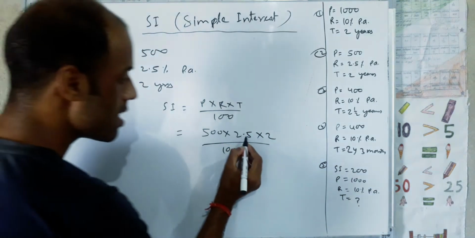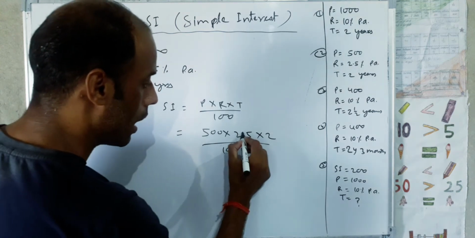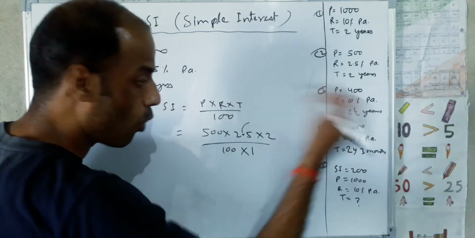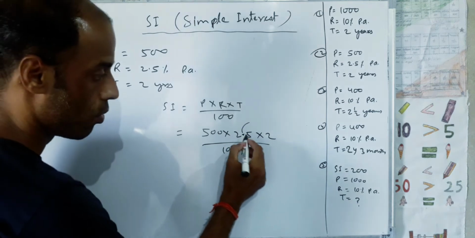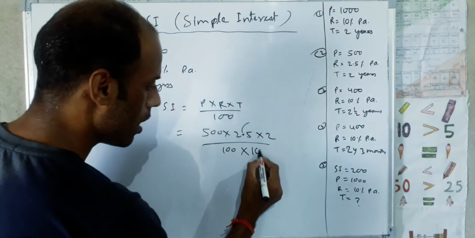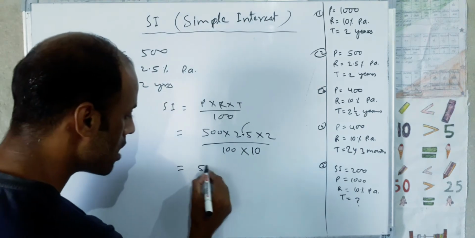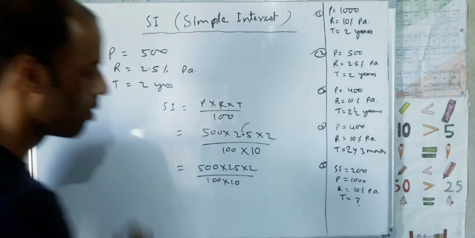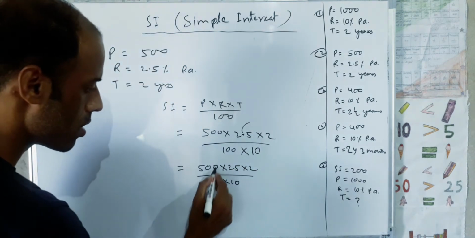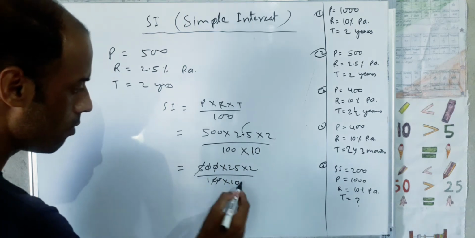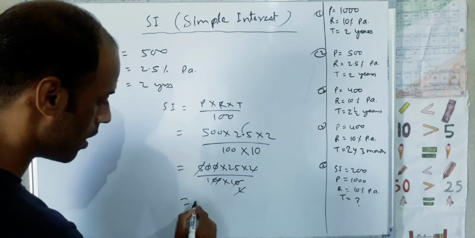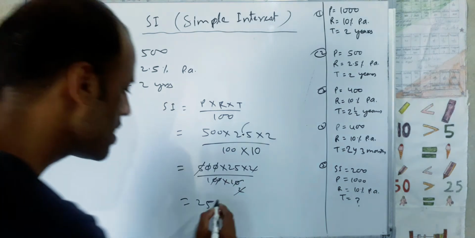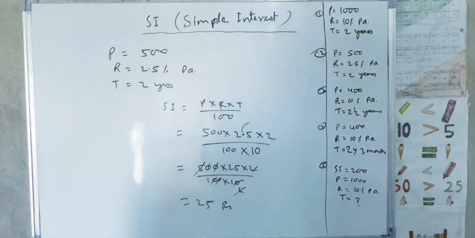Now look here, this is a decimal point. Remove this point. After the point there is one digit, 5. There is only one digit, so put 0 in the denominator. That means this will be 500 into 25 into 2 upon 100 into 10. Now this 0 cancels out. 5 2s are 10, 2 2s are 4. That means 25. SI is rupees 25. Got it?